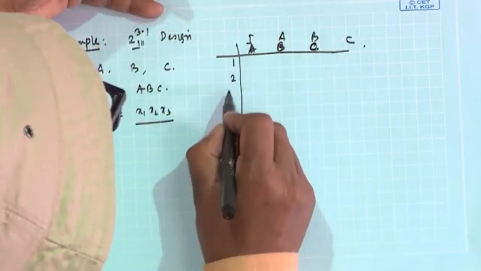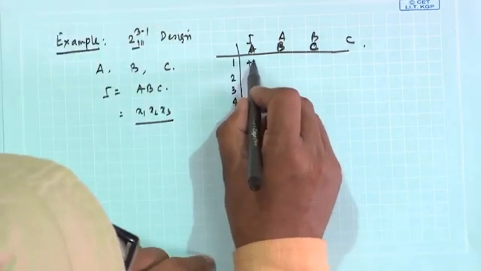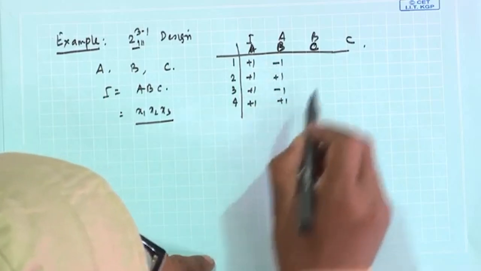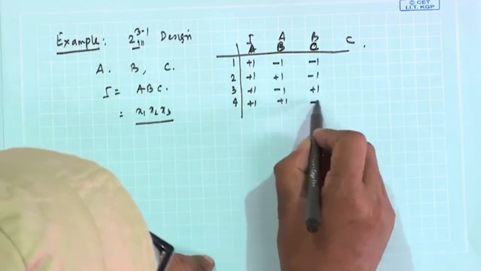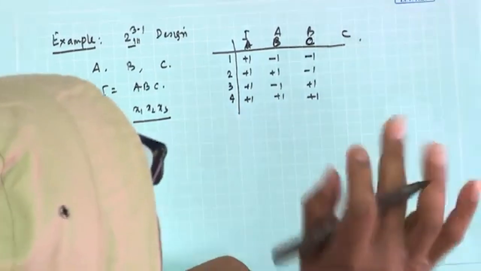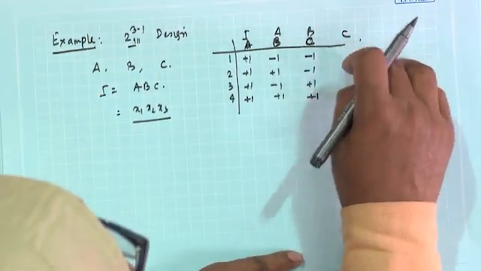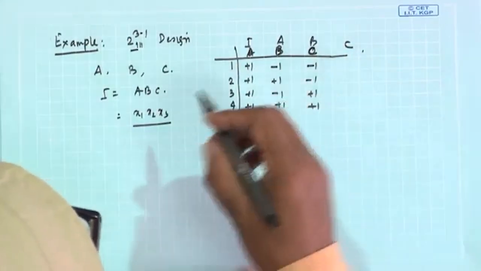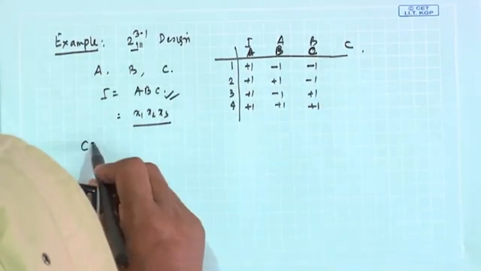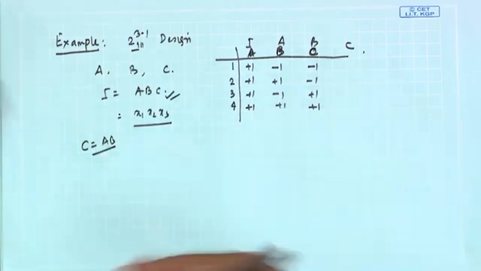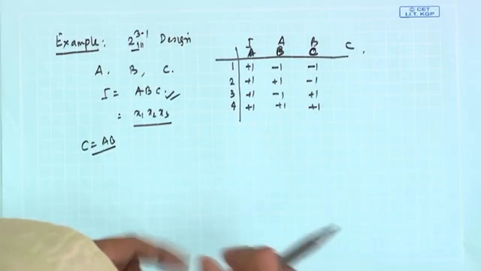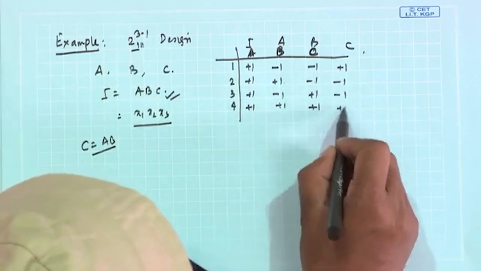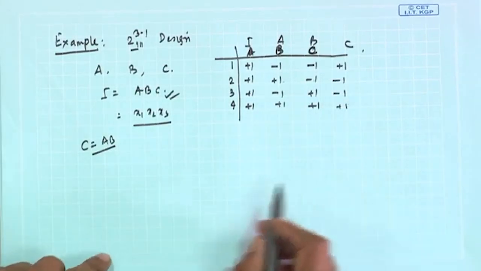But how many observations do you have? 1, 2, 3, 4. So, I will be all plus 1. Then this is minus 1, plus 1, minus 1, plus 1. This is minus 1, minus 1, plus 1, plus 1. For the time being, suppose you have to choose where you will keep C. Let us assume C equal to AB, to show that it is coming from the regression approach also. So, that means C is plus 1, minus 1, this into this minus 1, this into this minus 1, then plus 1. Okay. So, what is my design matrix then, X1?